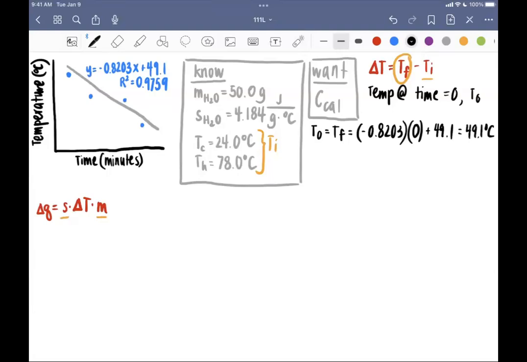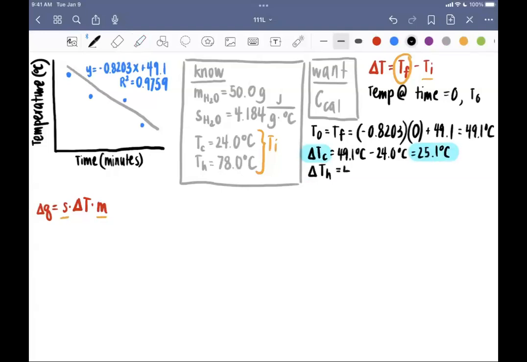So now we can look at the change in temperature for our cold water and hot water respectively, where if we're looking at final temperature of 49.1 degrees Celsius minus the initial temperature of 24.0 degrees Celsius is going to give us a temperature change for the cold water of 25.1 degrees Celsius. And I'm going to highlight this in blue for ease of viewing the cold temperature, and then we'll do pink for our hot temperature.